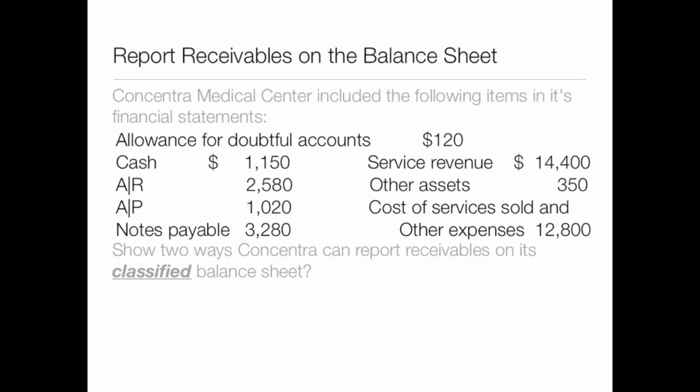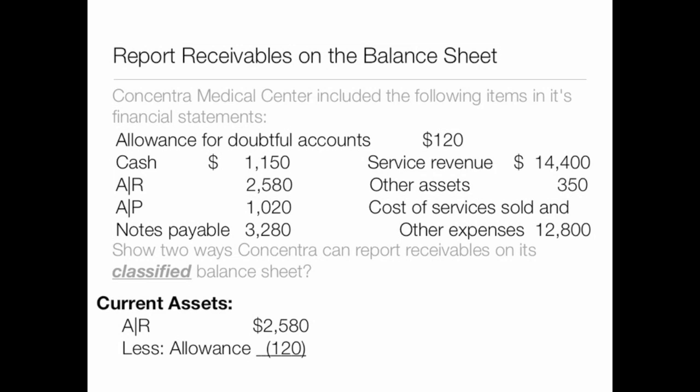So the first way we can show these receivables on the balance sheet is, again, we classify them as current assets, and we'll start with our total accounts receivable of $2,580. From that, we have to subtract the contra asset account to accounts receivable, which is the allowance account, or the allowance for doubtful accounts of $120. That will give us our net accounts receivable of $2,460.